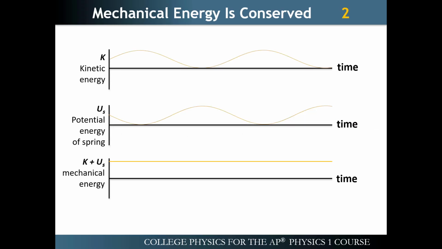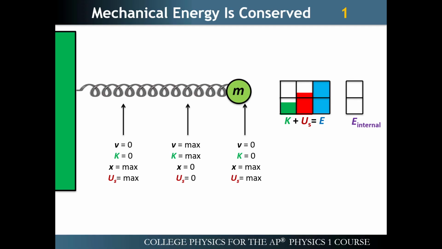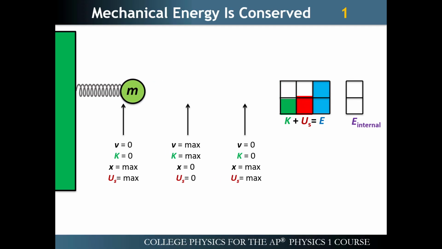We've got the kinetic energy rising when the potential energy falls and vice versa. But if you add those two sine waves together, they give you a straight line with a total energy of the kinetic energy summed up with the potential energy of the spring. And so that's what we're seeing here with a bar graph oscillating back and forth.